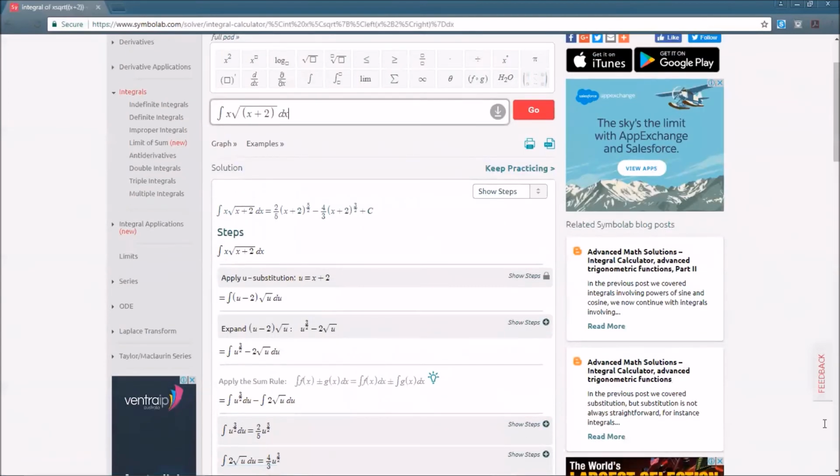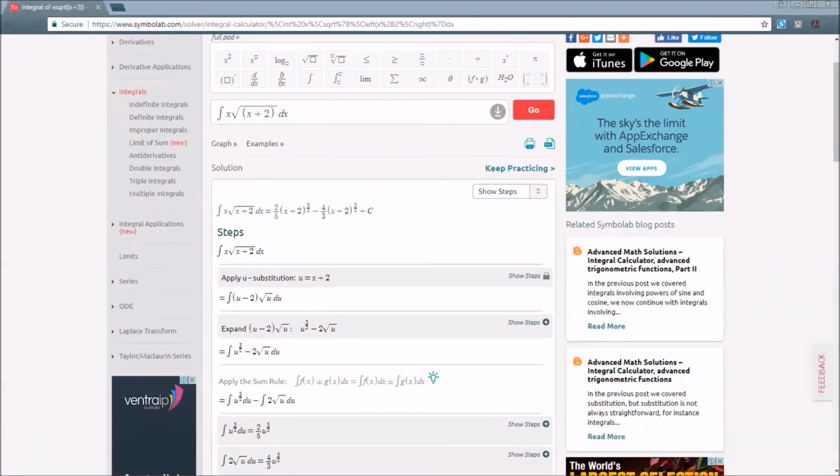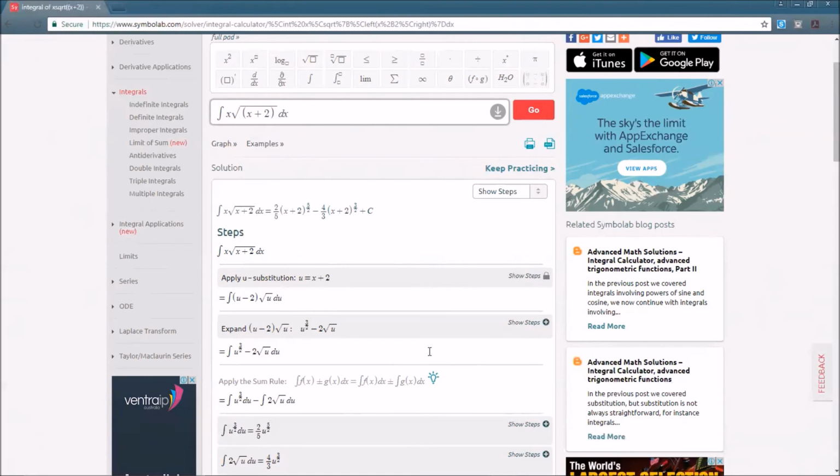All right, and they got 2/5. I'm just going to alt tab back and forth to make sure it's right. Plus 2. Oh, look out! We got it. All right, it's awesome.